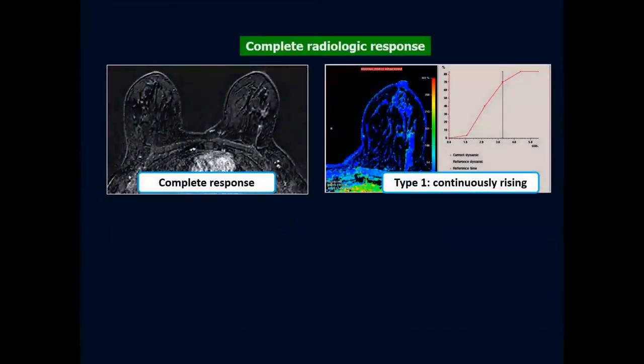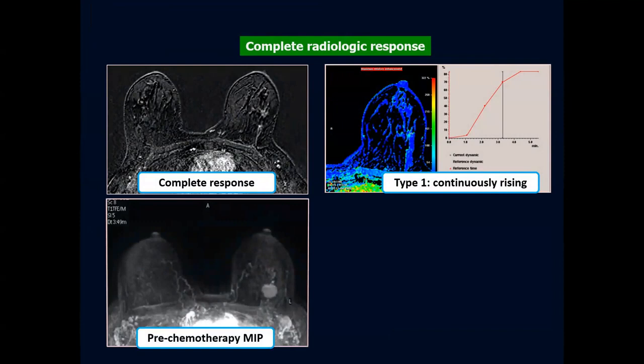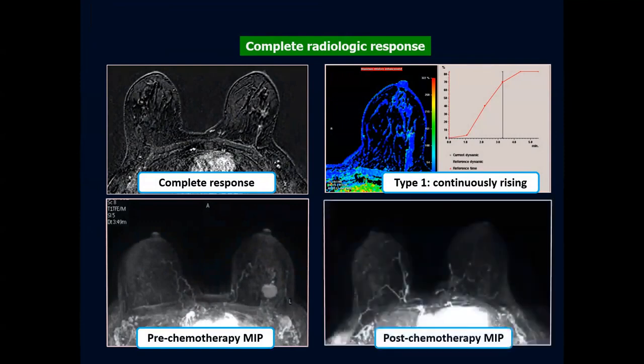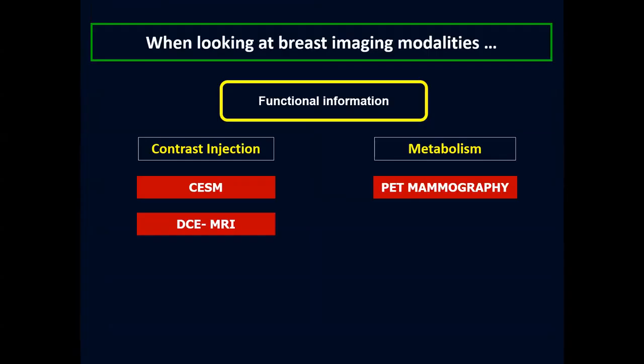She was also a candidate for neoadjuvant, and this was the examination after receiving neoadjuvant chemotherapy. There was complete radiological response. This was the MIP images in the pre-neoadjuvant setting, and this was the MIP images in the post-neoadjuvant setting.